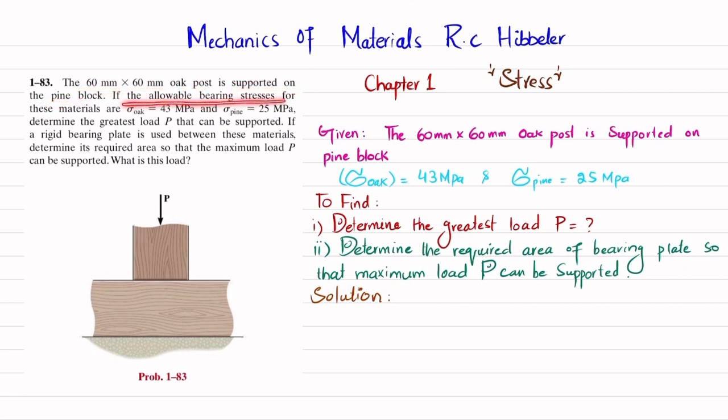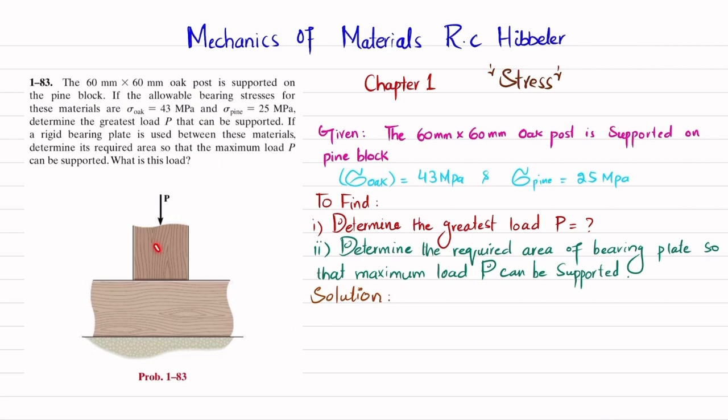So the statement is: the 60 millimeter by 60 millimeter oak post is supported on the pine block. If the allowable bearing stresses for these materials are 43 megapascal for oak and 25 megapascal for pine, determine the greatest load P that can be supported. If a rigid bearing plate is used between these materials, determine its required area so that a maximum load P can be supported. What is that load?